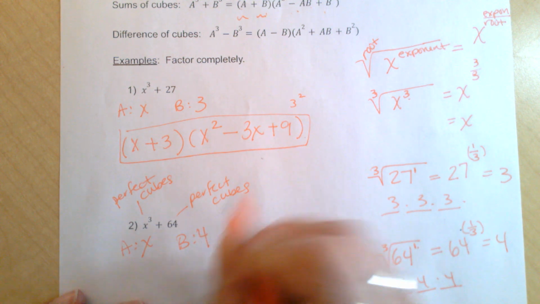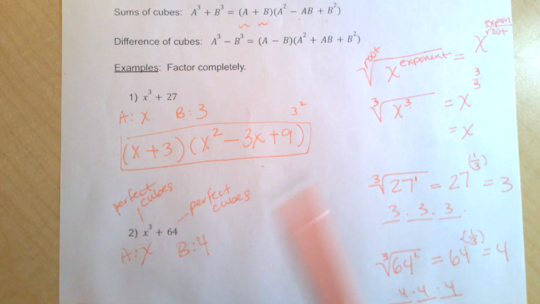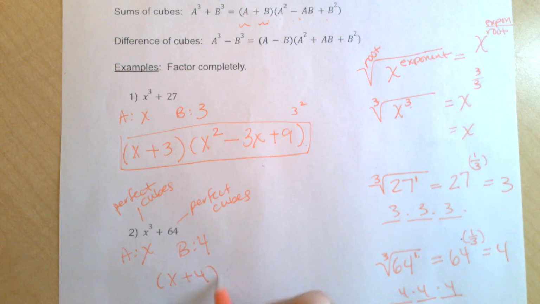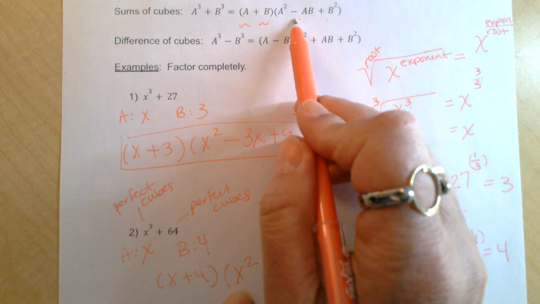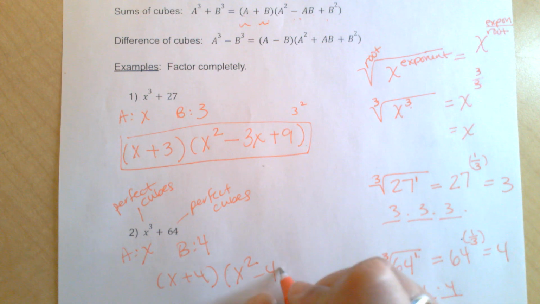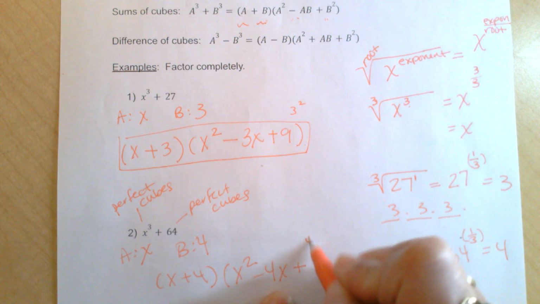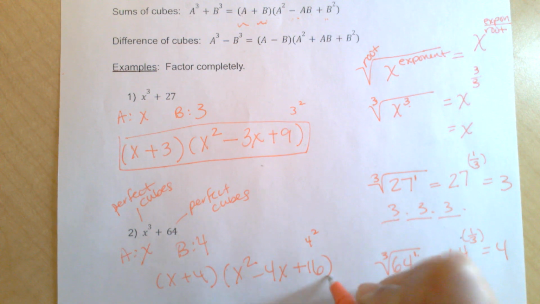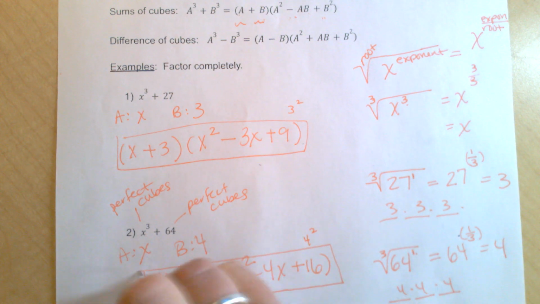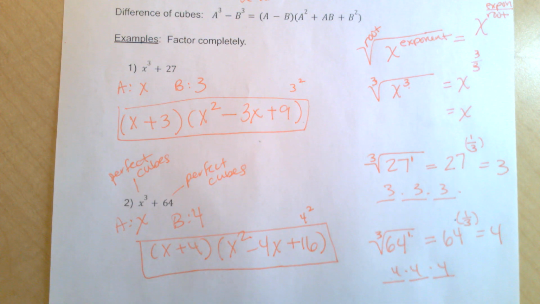So B is 4. Let's put it in our formula here. So we're going to have x plus 4 times x squared minus a times b, which is 4x, plus b squared, which is 4 squared, which is 16. And that's our answer. Okay.